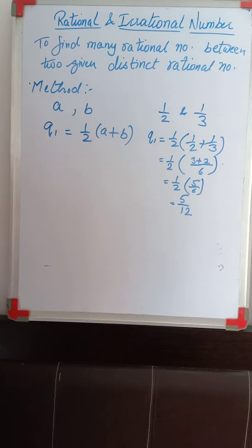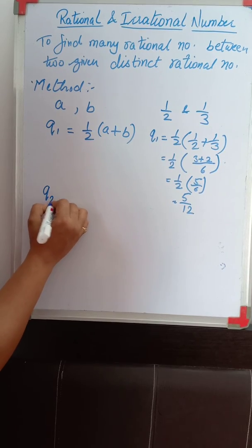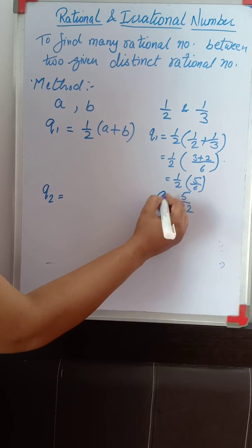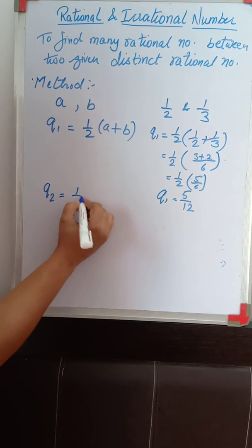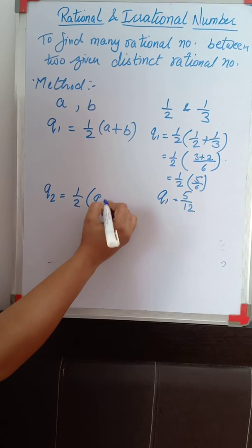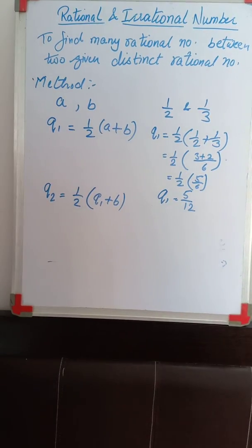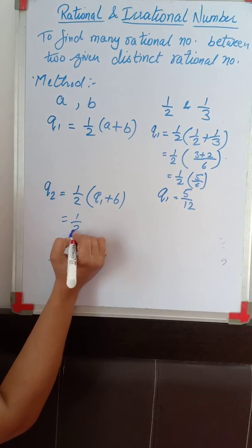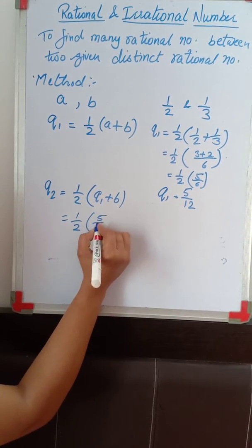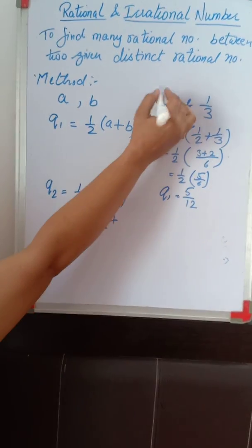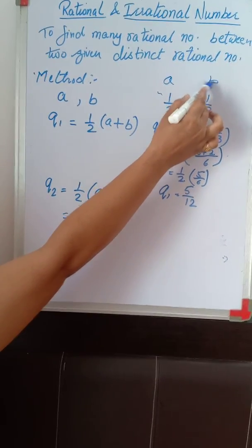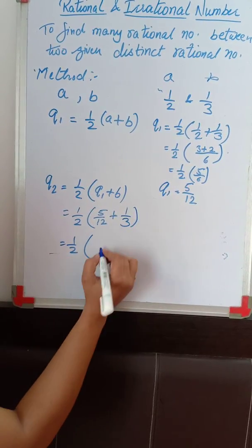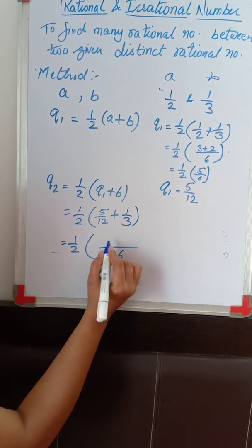Now, this is the first rational number. If I need to calculate another rational number, what will it be? Here, I have calculated Q1, so the next rational number will be half of Q1 plus b. Here I am saying half of Q1, where Q1 is what I have calculated, 5 upon 12, plus b. I said this is a and this is b, and b is 1 upon 3. So half of, what will be the LCM?